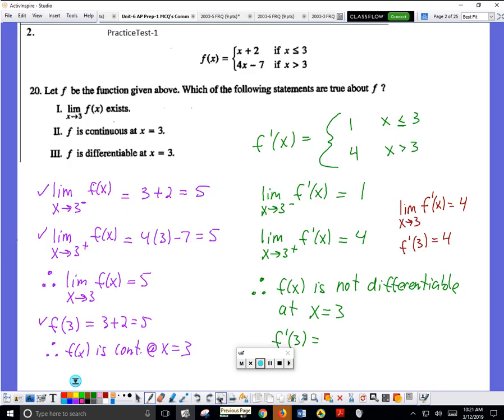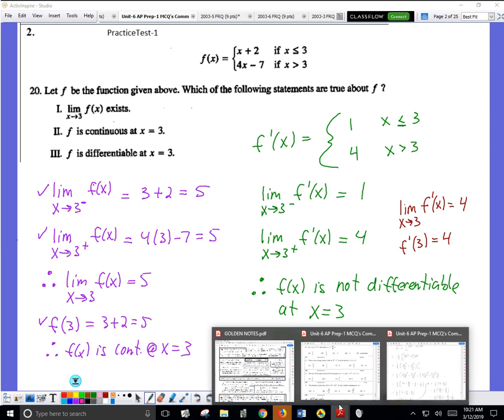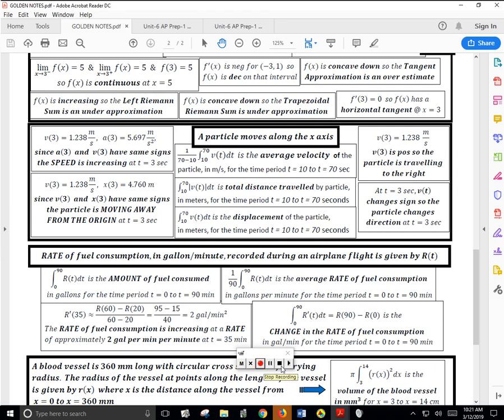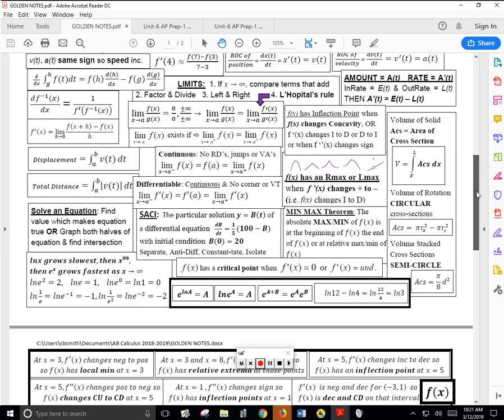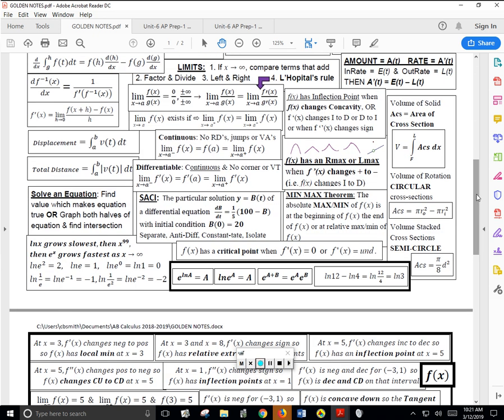Really good question. This idea shows up pretty much every year on the AP test, so I put a note on the golden notes to help with that. Right here, front page, towards the bottom center. Continuous means no removable discontinuities, no jumps, no vertical asymptotes. That description is useful if I have a graph to look at. Without a graph, I don't really pay attention to that. I pay attention to this definition.